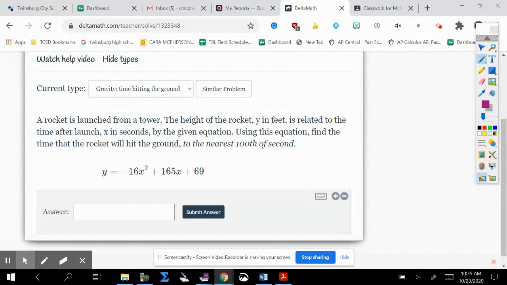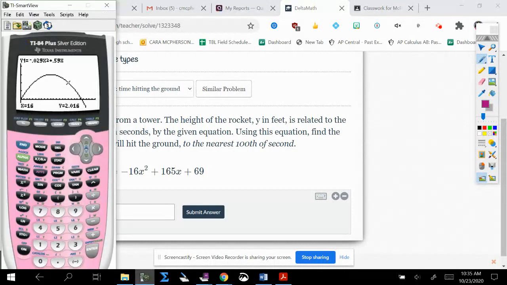Those are things we've done previously, but I really want to focus on hitting the ground here. So here's what I know. I have my rocket. X is going to be the seconds that it's in the air, and Y is going to be the height that it is at that particular time. It wants to figure out when it's going to hit the ground to the nearest hundredth of a second, so 2 decimal places. First thing you want to do here is figure out where the vertex is.